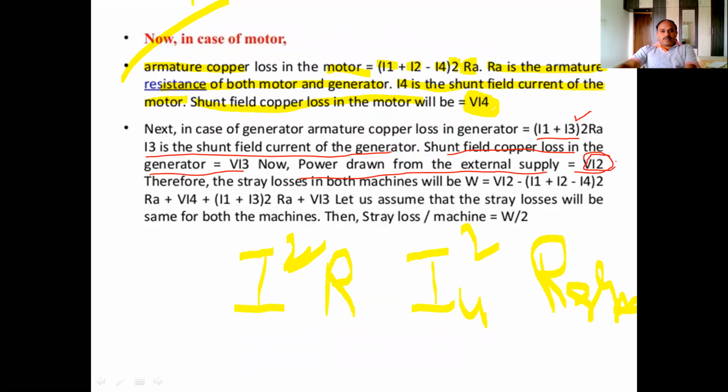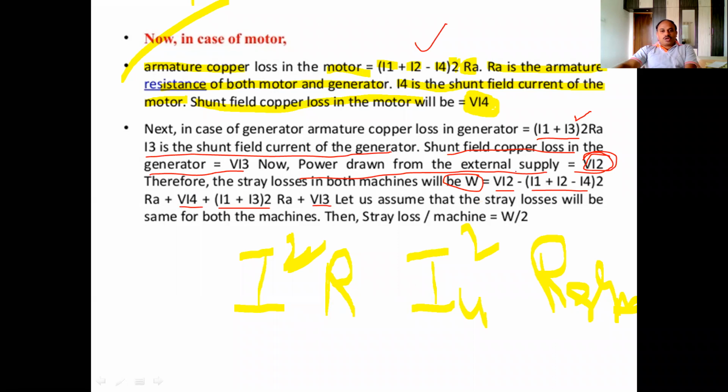So this is power taken from the external source, voltage into current. Therefore, stray losses in both machines. Stray losses means constant losses. So W is equal to the power taken from the external source, V into I2, minus the armature copper losses of the generator, the armature copper loss of the motor, I1 plus I2 minus I4 whole square, plus the shunt field copper loss of the motor, armature copper loss of the generator, and shunt field copper loss of the generator.